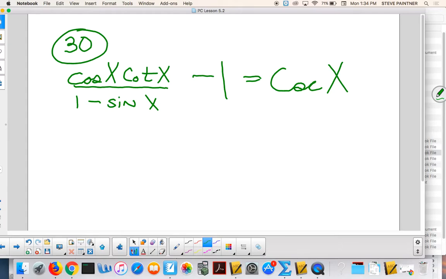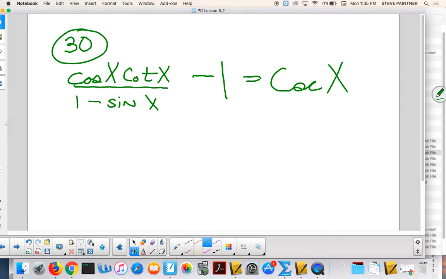Looking on the left, what do they want you to do on the left side? Factor, add, subtract, or get the denominator to be a monomial. Okay.